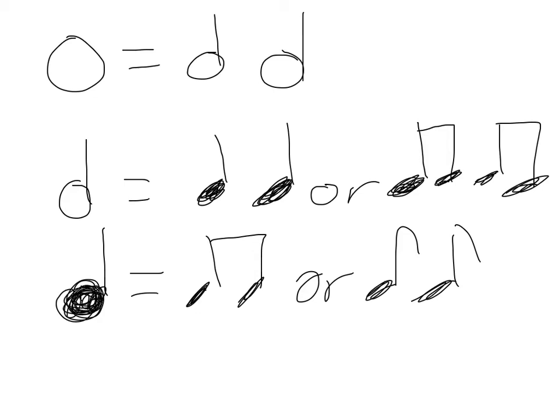for this class, we're going to say that a whole note is worth 4 beats. So then each of these would be worth 2 beats. If the half note is 2 beats, because that's half of the whole note, then the quarter notes are worth 1 beat, and the eighth notes are worth half of a beat.